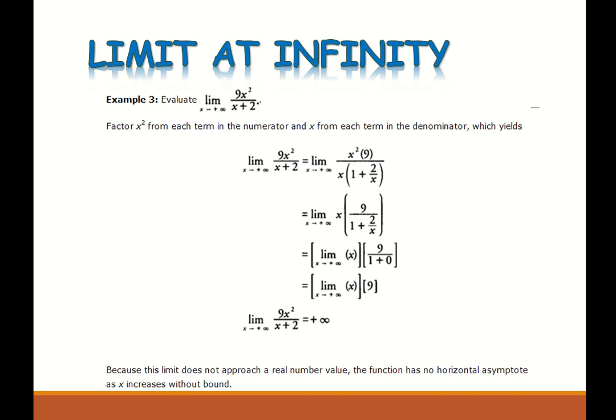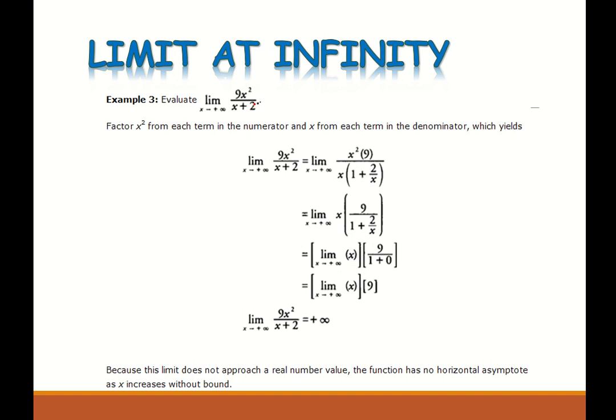Okay, so this is our last example. The next numbers will be your exercises. For this one, another rational function, we have 9x squared divided by x plus 2, as x approaches positive infinity. Again, you have to examine both numerator and denominator and factor out the common factor. Here we have x squared, so factor x squared out. So we have 9 here. And then at the denominator, you have x, factor out x, so this becomes 1.